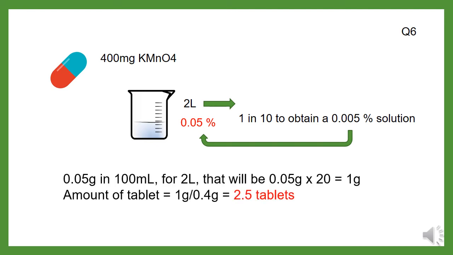So as you know, 0.05% means that it's 0.05 gram in 100 ml. For 2 liters, you just multiply by 20. You know that you need 1 gram of potassium permanganate. Since 1 tablet is 400 mg, just use 1 gram divided by 0.4 gram. That gives you the answer: 2.5 tablets.